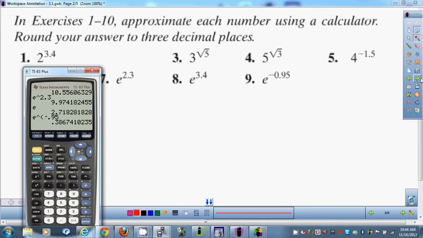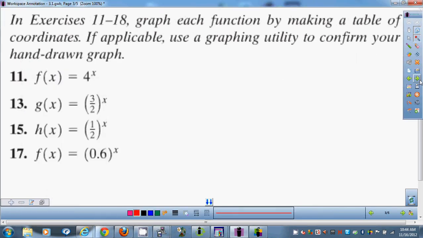Next slide. Now, these, you can just sketch them. I want you to graph. Here's the thing about exponential functions. What is 4 to the x? That's like taking a number and multiplying it by 4 over and over and over again. 4 times 4 times 4 times 4. And it's going to get so big so fast. Exponential functions with a base greater than 1 just shoot off to infinity really, really quickly.